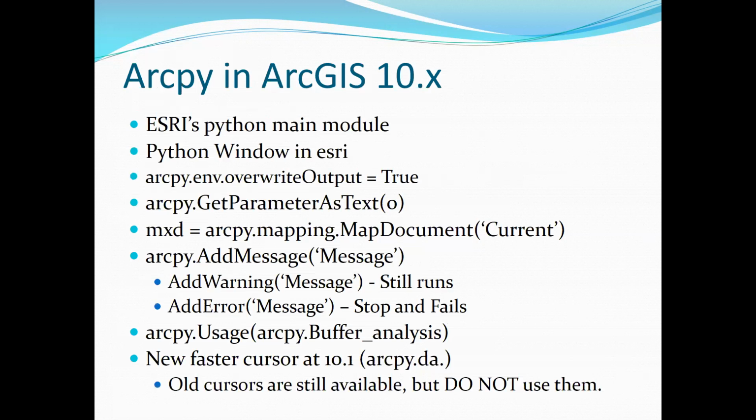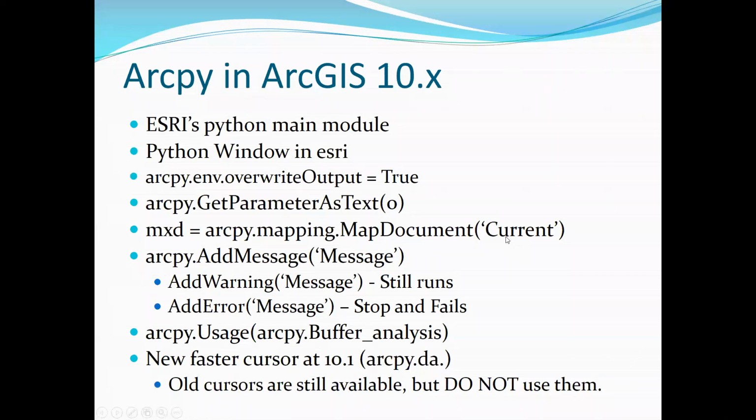There's a way to get parameters from a tool. If you make a script tool, there's a certain way you've got to pass those in. The MXD, so this is specific to desktop. So if you want to access the current map, i.e.